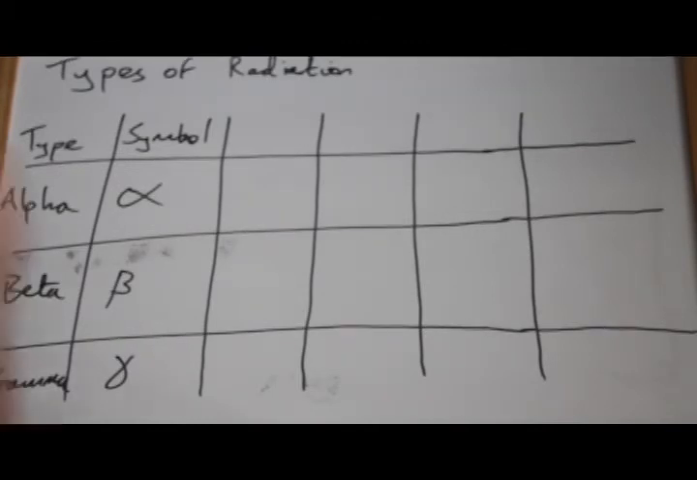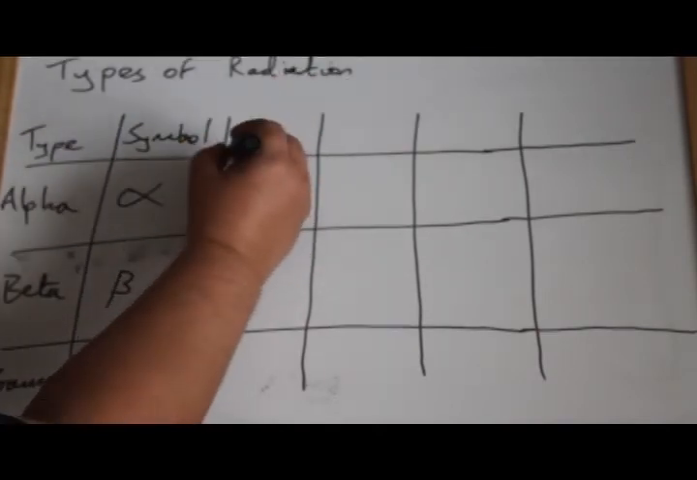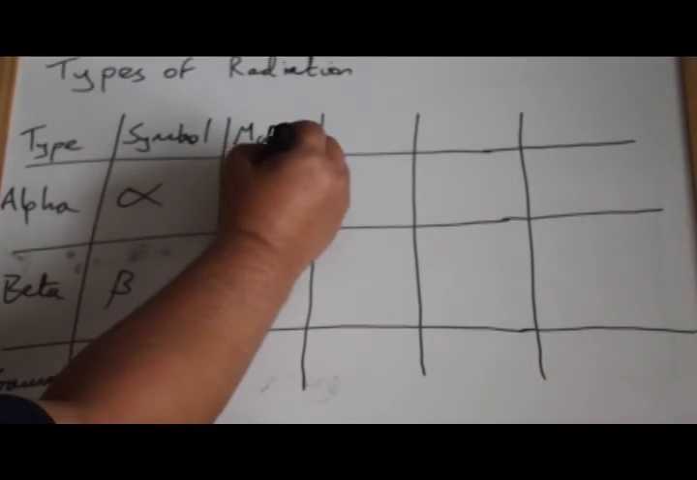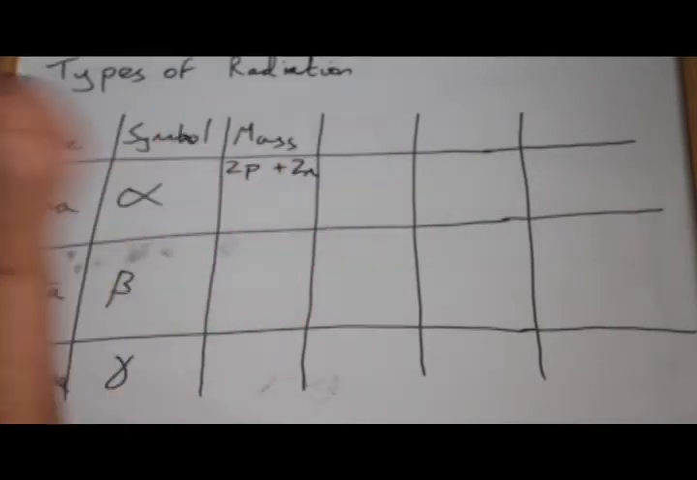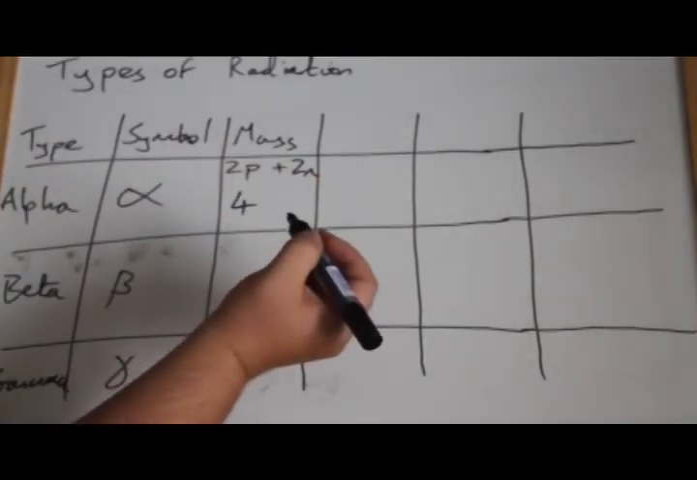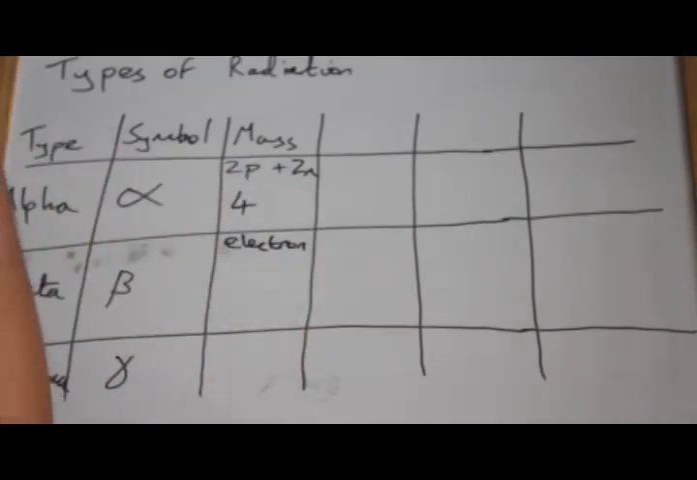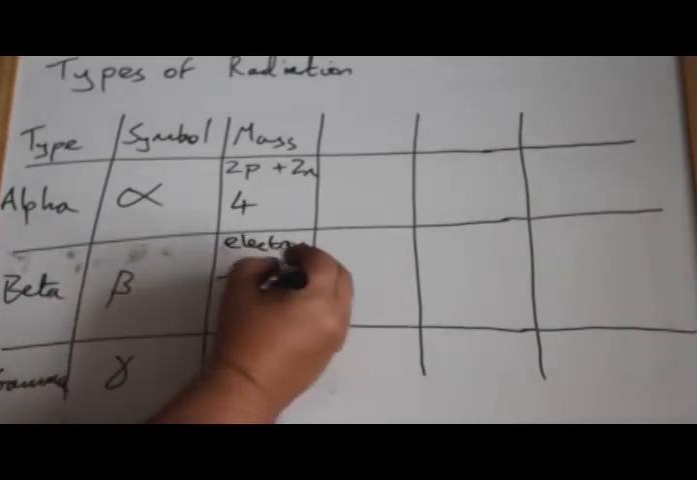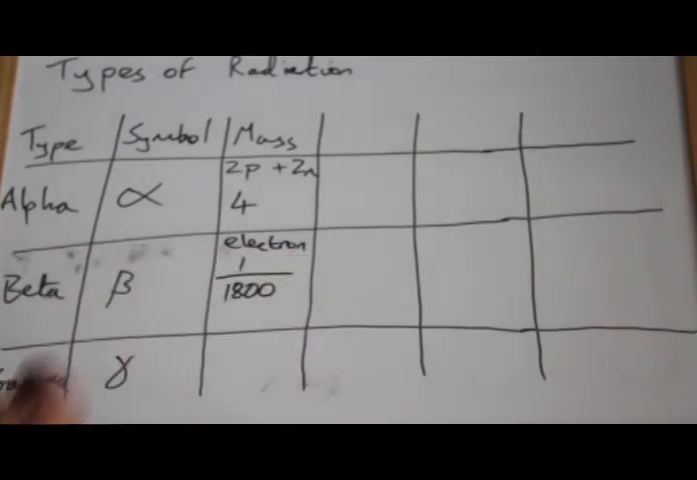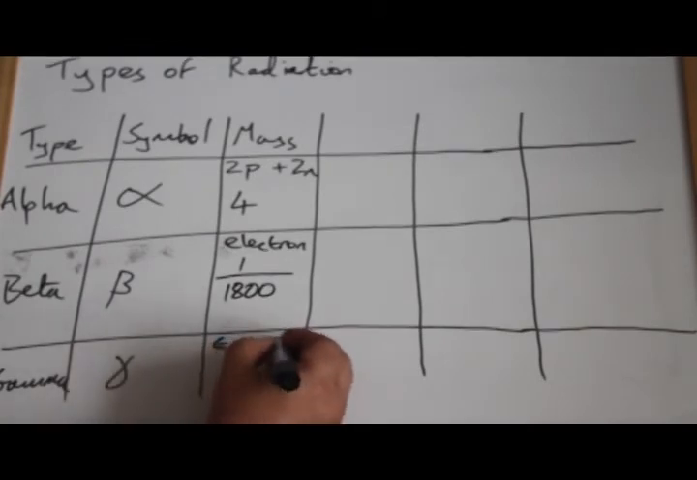If we then consider the mass of these 3, alpha is made of 2 protons and 2 neutrons. It's basically a helium nucleus, and that means it has an atomic mass of 4. Beta is an electron, but it's an electron from the nucleus, and that means it's got a very low mass. It's 1 over 1800 times the atomic mass. And gamma is part of the electromagnetic radiation, and therefore it has no mass at all.